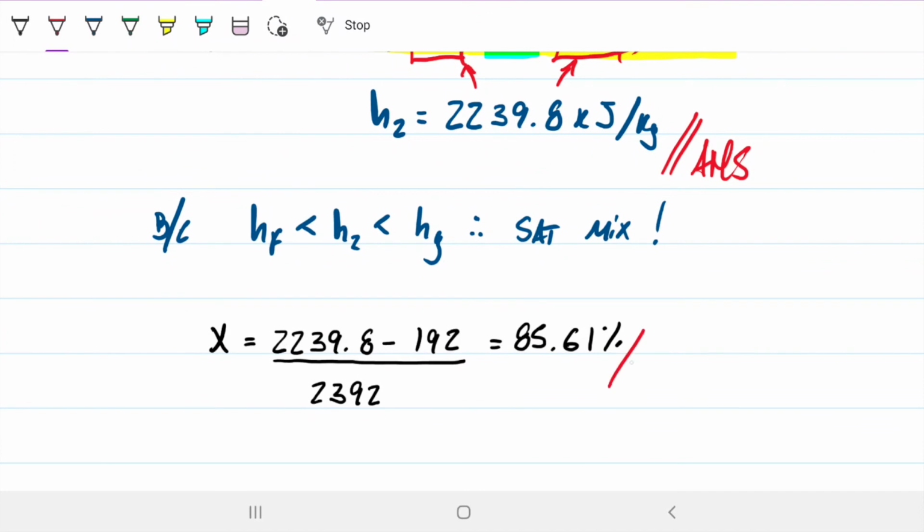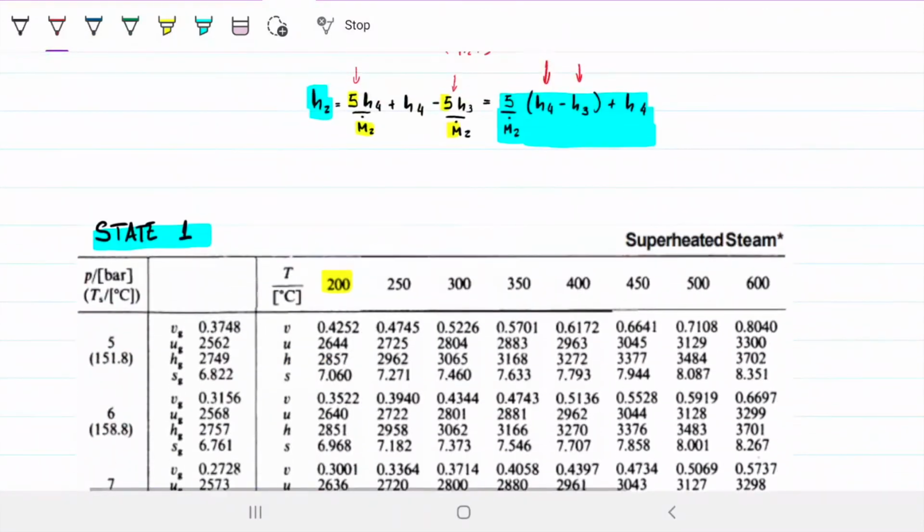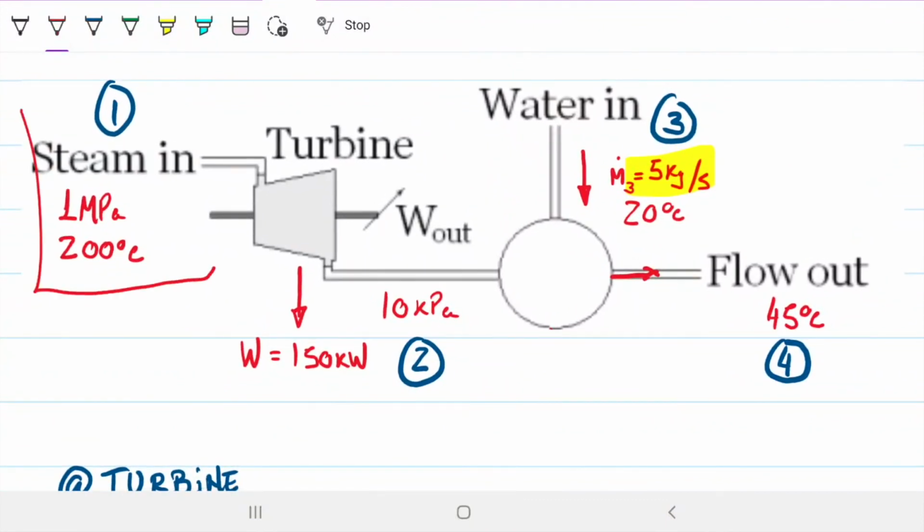Okay, so 85% of this is vapor. The other 15% is liquid. Don't forget this is the output of the turbine, right? So remember the turbine, let's go back. Where's our drawing? Here it is. Don't forget that steam is entering with a high pressure and the highest temperature, okay? And it's leaving with a smaller pressure because we're outputting some work out of it, right?